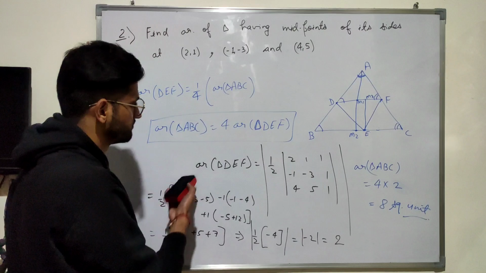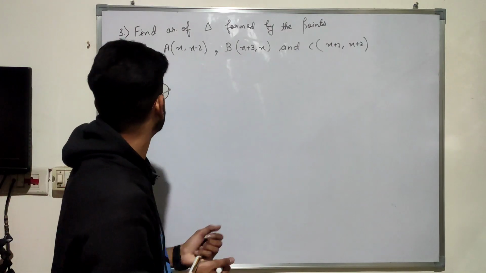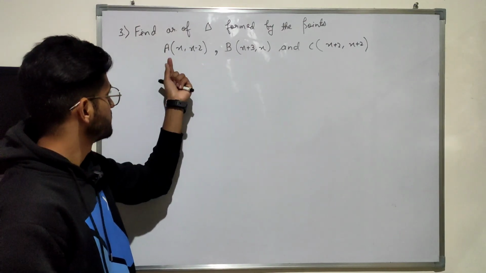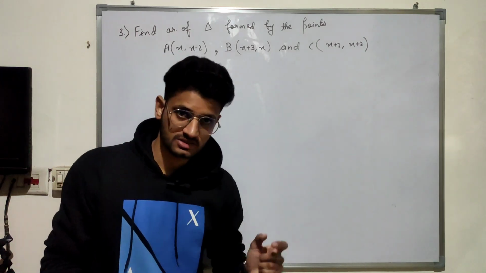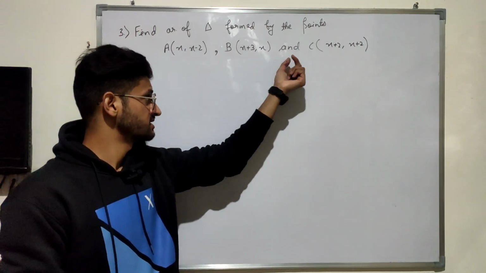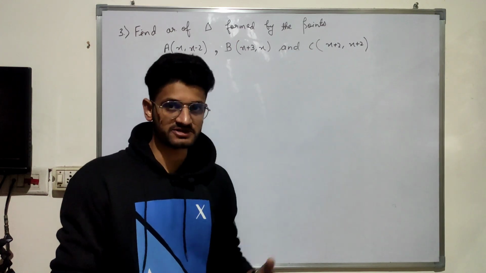So, moving towards the third problem. Here we have our third problem: find the area of the triangle formed by the points. The first coordinates are x, x minus 2, the second coordinates are x plus 3, x, and the third coordinates are x plus 2, x plus 2.